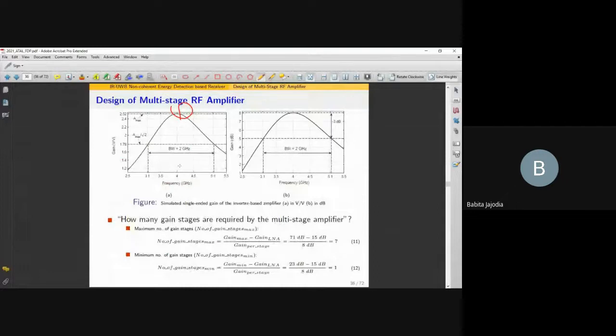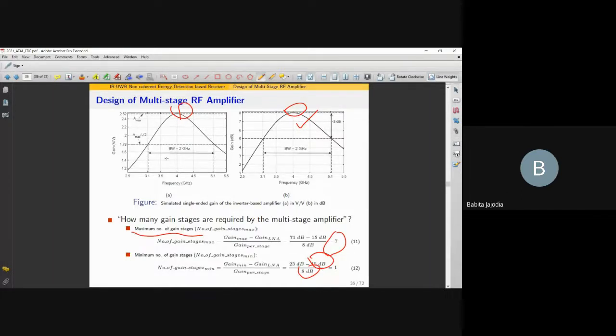As we mentioned, we need 56 dB gain, right? So 2.52, what is the gain in dB? That's around 8, right? So we need 56 dB, which means 7 stages, and each stage will give 8 dB gain, right? So what is the maximum number of gain stages required? Based on this calculation, we found 7, and the minimum required based on the gain was 23 dB. The LNA was already contributing 15, so we make the minimum gain of one stage equal to 23 minus the gain of the LNA.